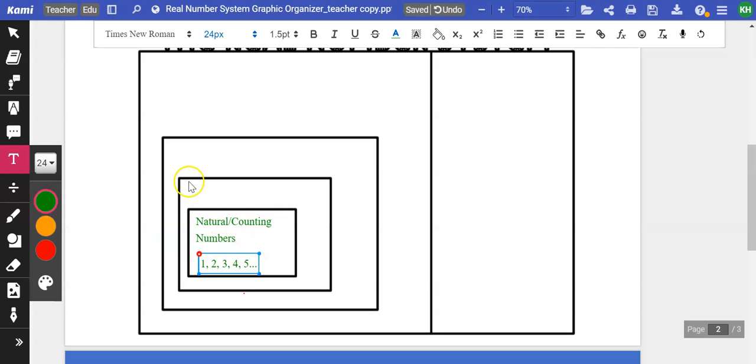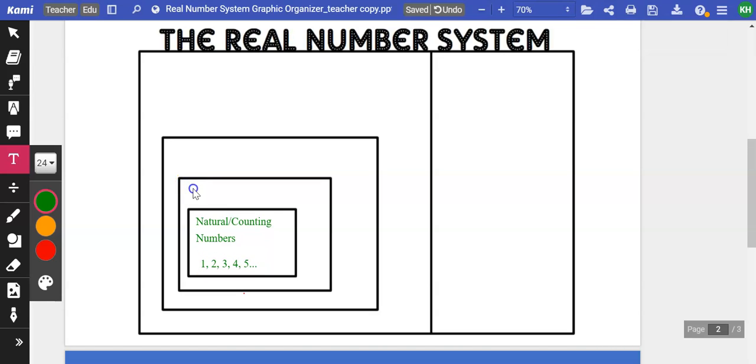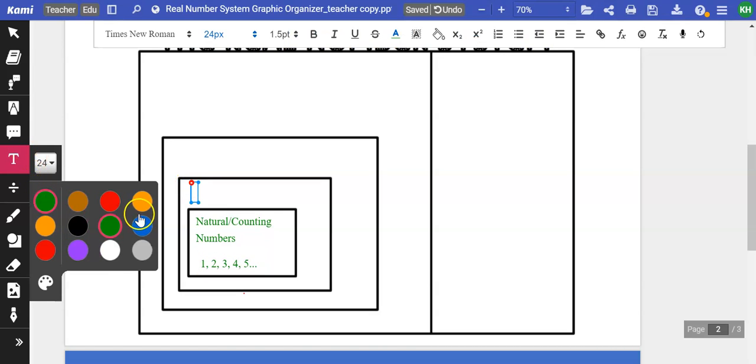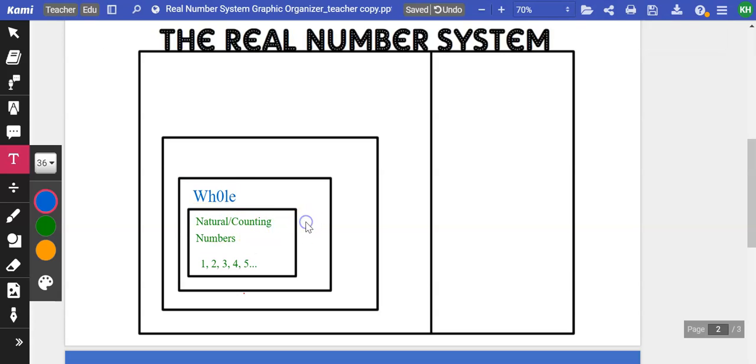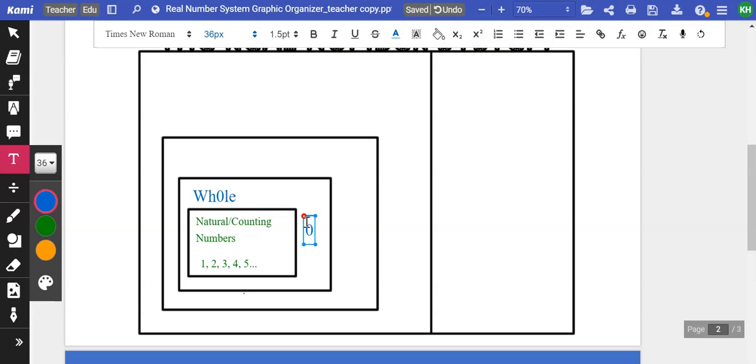Now let's go ahead and make a new text box up here in the next box. And then I'm going to choose the color blue. And I'm going to change this to a size 36. And then the whole numbers, W, H, and then instead of the letter O, I'm going to type a 0. And the reason why I typed a 0 is because 0 is the only number that separates the whole numbers from the natural counting numbers.